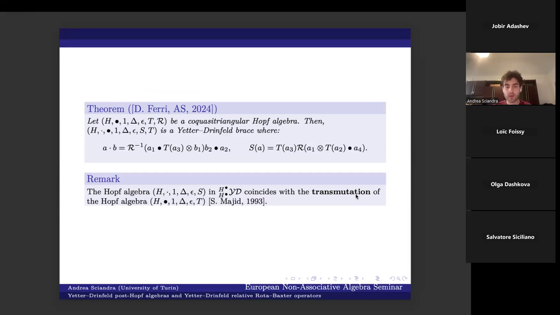But now one can recognize that the new Hopf algebra, H dot, which is in fact a Hopf algebra in the category of Drinfeld modules, coincides exactly with the transmutation of the Hopf algebra H bullet in the sense of Majid. So in fact, this matched-pair functor is in a sense a generalized transmutation in the sense of Majid.